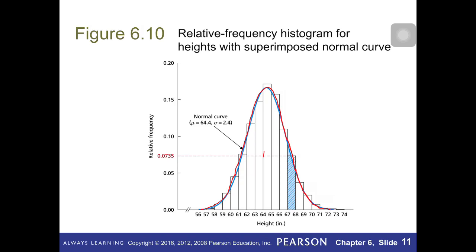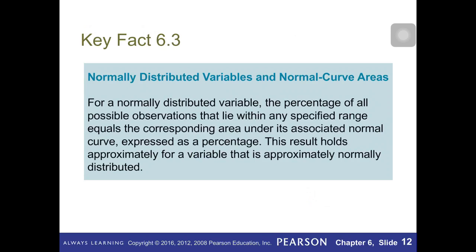For now, forget about this part, normal curve mu 64.4, sigma 2.4. I'll explain that later. Just focus on the shape. Okay, so normally distributed variables and normal curve areas are the same concept that we learned a few pages before.